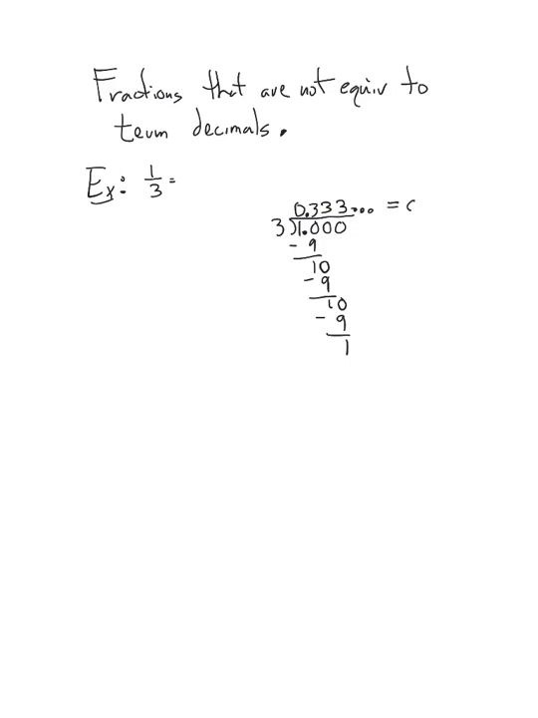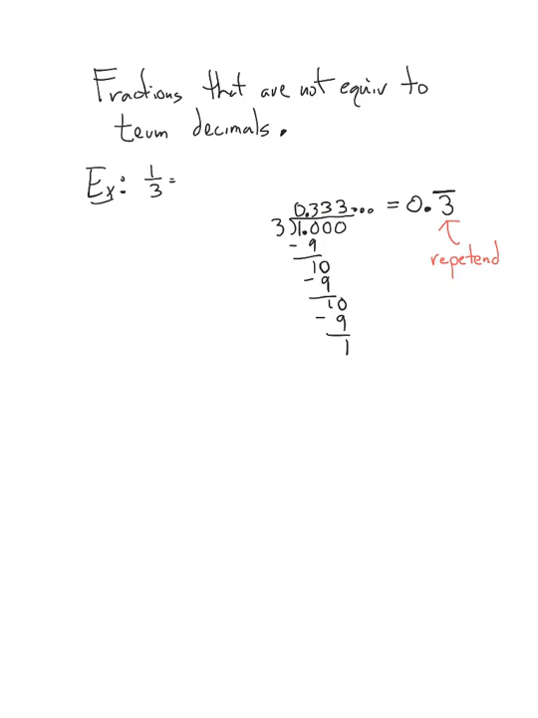So we can write this as 0.3 repeating. And just a couple of nomenclature things. The decimal bit that repeats, this is called the repetend. So the repetend for this is 3.